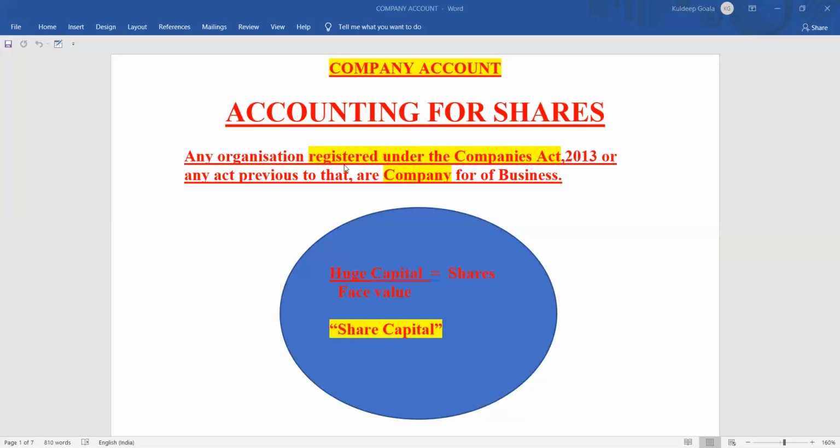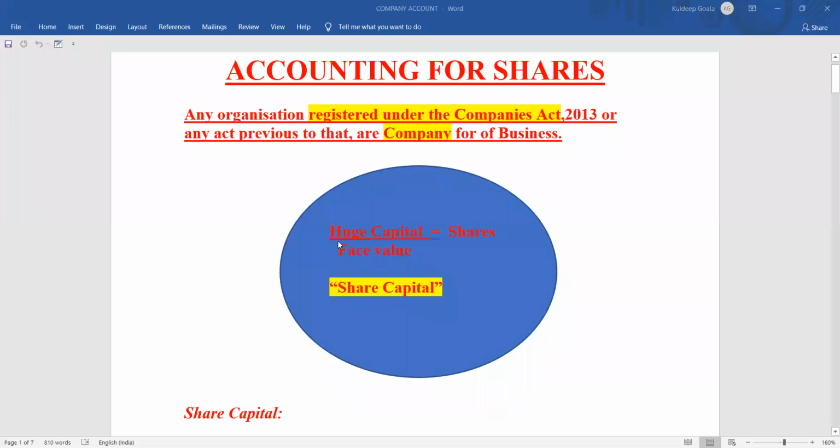Now, remember that a company form of business has a huge capital. We have already learned about this concept. Where have we learned it? In class 11 business studies. It has huge capital, and the capital of the company is generally divided into small parts. The company's capital has been divided into small denominations.